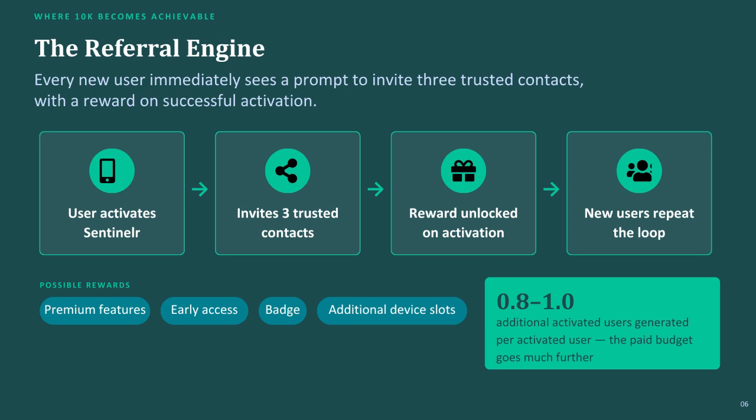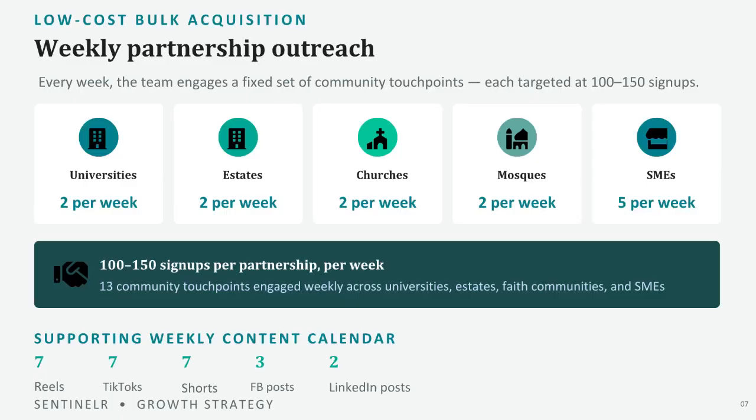The paid budget goes further. So for low-cost bulk acquisition, we'll be doing weekly partnership outreach. Every week, the team will have to engage a fixed set of community touchpoints, each targeted at 100 to 150 sign-ups. We have universities, 2 per week, estates, 2 per week, churches, 2 per week, mosques, 2 per week, SMEs, 5 per week. And when we are doing this, and we are doing something like a coverage of the process of this weekly outreach, it will also help boost virality.